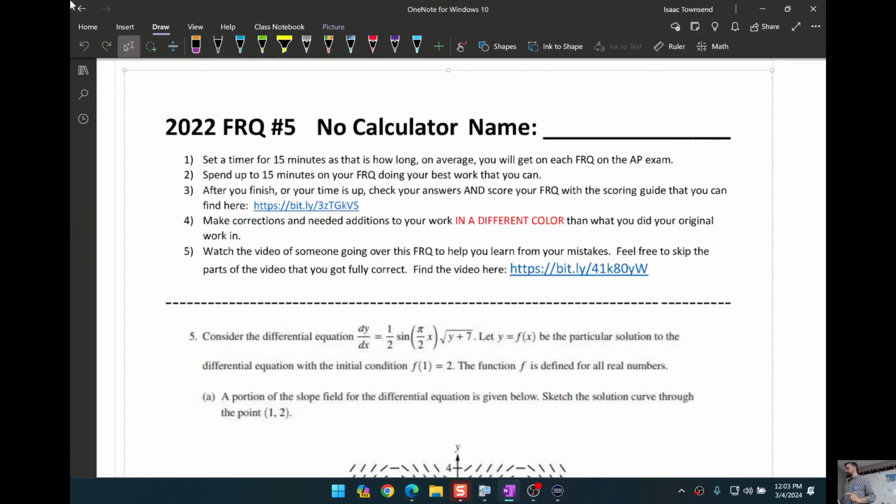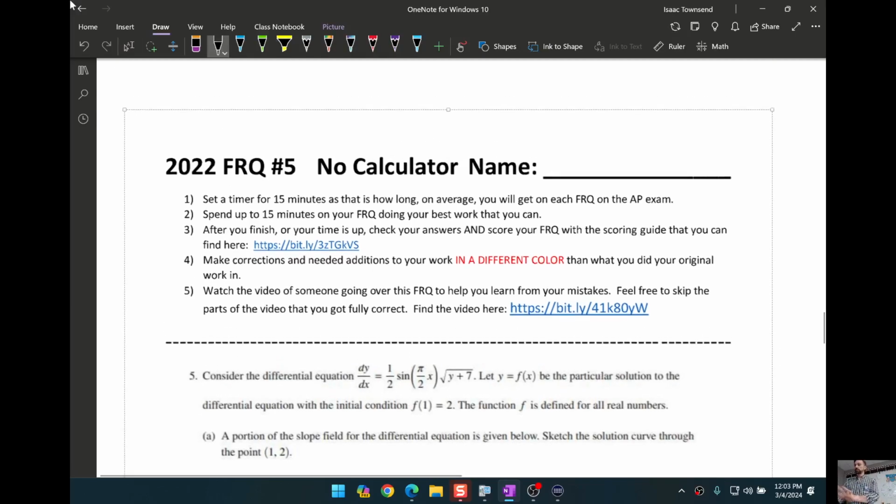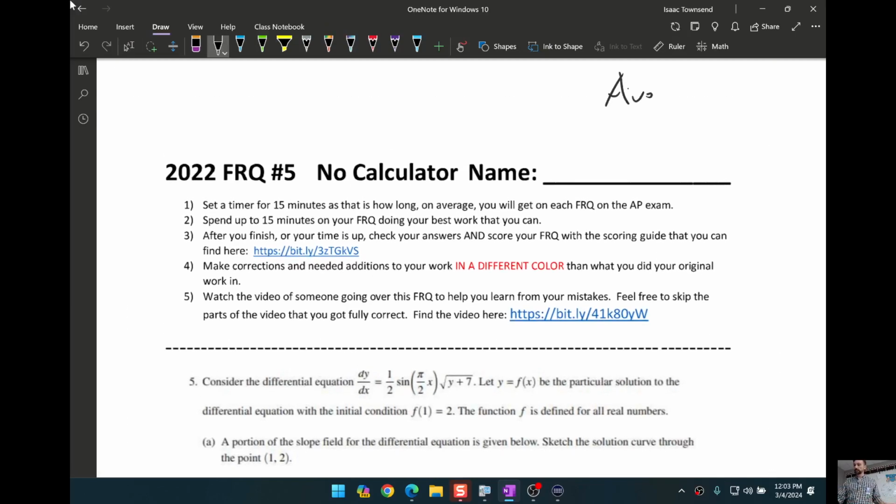Let me go ahead and first start off by telling you the average for this one. I think this one had the highest average that year. Actually, never mind, but it was close. This one had an average score of 3.11 out of 9. So anything better than that is good. But again, we're aiming for growth here.